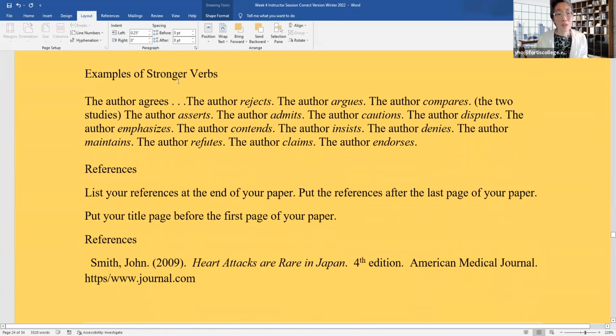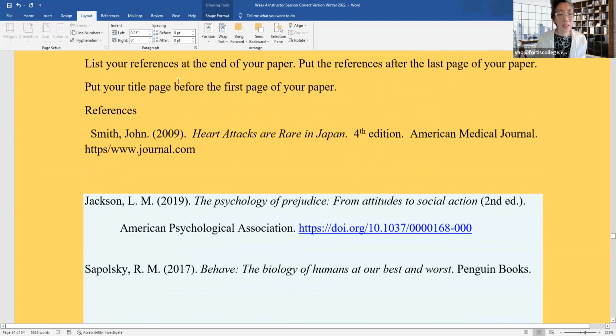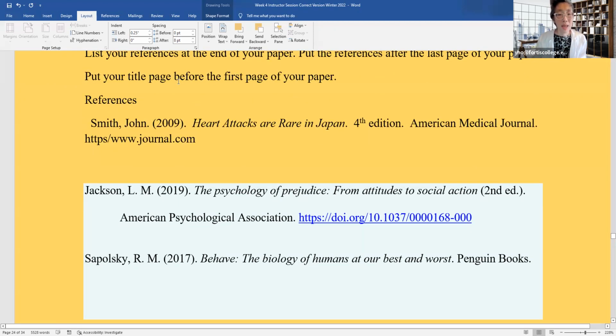So if you disagree, so Dr. Smith disagrees that, rejects, argues, compares, asserts. So these are also other ways of saying says or states when you write your in-text citation. Then at the end of your paper, you need to write your reference citation.